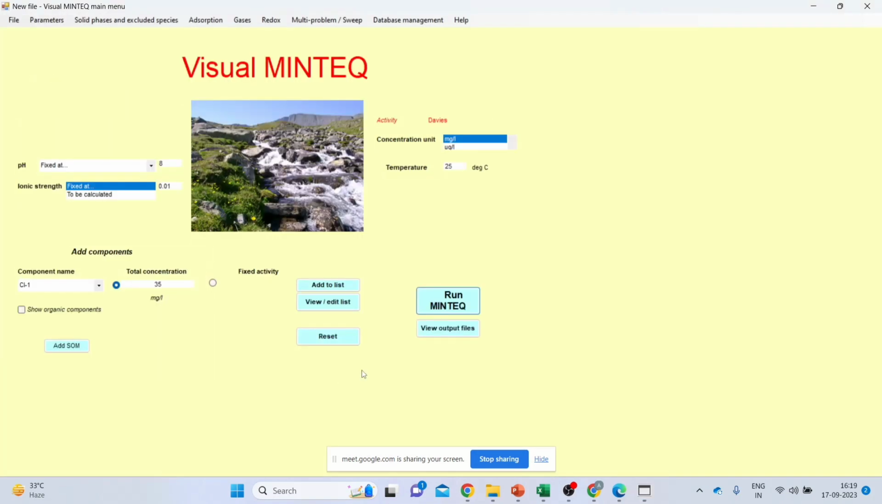Let's solve the question in Minteq. So we have seen the distribution at pH 3. Let's see at pH 7 and 10. So first let's reset this. So pH is fixed at 7.